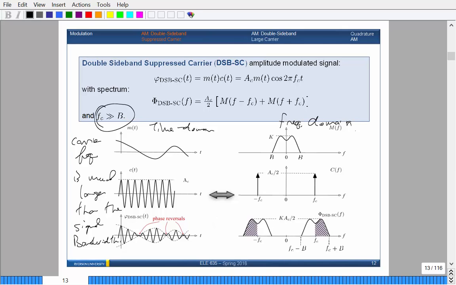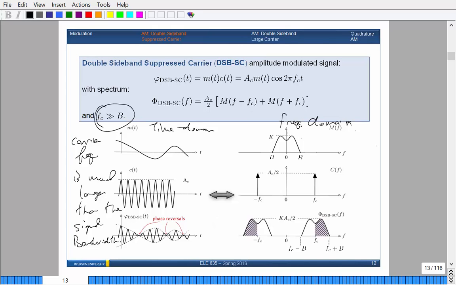Okay, so this is what happens in the frequency domain. When you take the Fourier transform of a cosine wave, remember there are two impulses centered at the frequency of the actual carrier itself. Remember we talked about this a couple of classes ago. If you take your message signal and multiply by cosine, in the frequency domain you take your spectrum and move it to the left and to the right, and it's centered at the carrier frequency. So that's what's happening here.